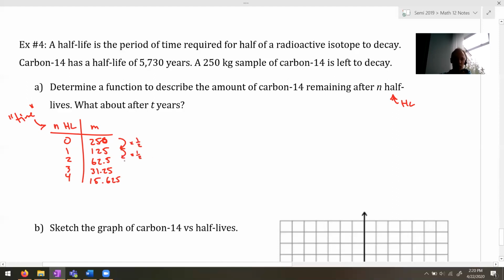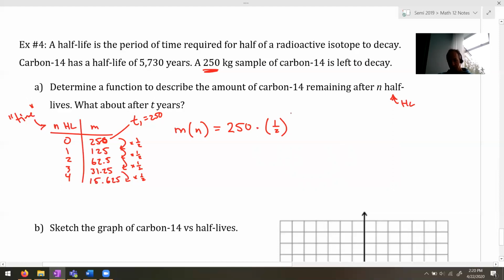So the way we turn this into a formula is once we realize what R is, we can simply say that the mass, which is a function of the number of half-lives, so I'm going to call it n, is equal to, we're going to start with a certain amount, 250, so that's like my T1 in this case, right? 250 is T1. So it's going to be 250 times R, which is a half, and then it's going to be to the power of.